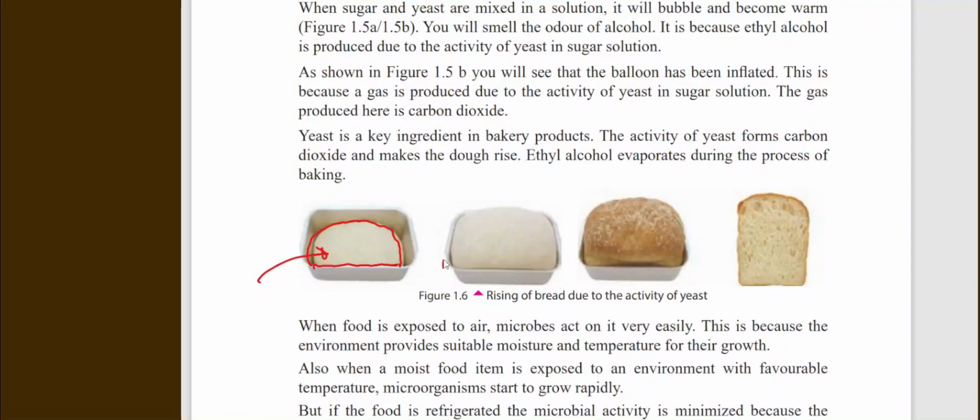So that is the reason why the dough rises and becomes bigger. There are bubbles inside. What bubbles? Carbon dioxide bubbles. Then you put this in the oven.